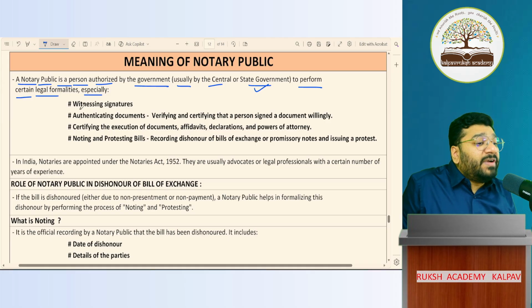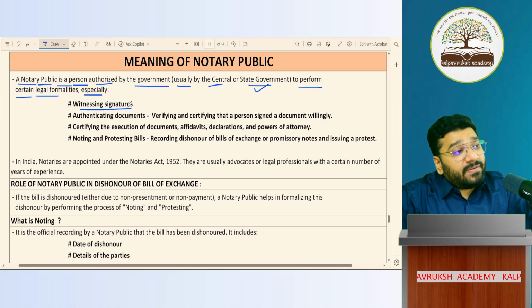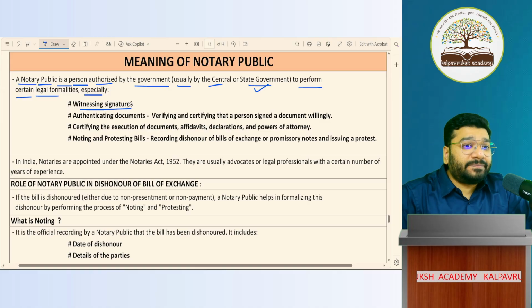Like witness signature. Have you seen? Whenever you generally buy any property, you execute one sale agreement, which is also called a sale deed. In the sale deed, buyer will sign, seller also will sign. Correct? Apart from these two people, there are minimum 2 witnesses who are supposed to sign.